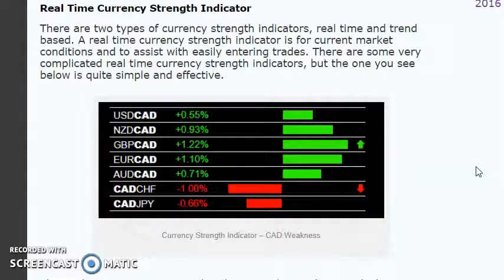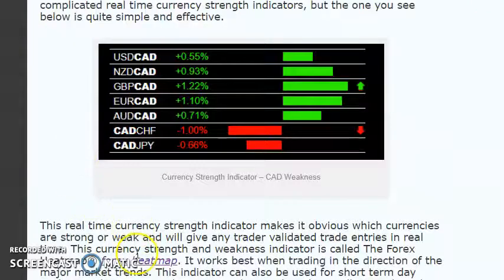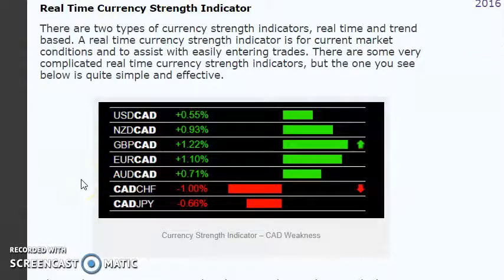A currency pair is comprised of 2 separate currencies. So look at this example here. This is a real-time currency strength indicator. This is the first indicator. It's called the Forex Heatmap, and you can learn more about it by clicking on that link right here. I'll show you that in a second.